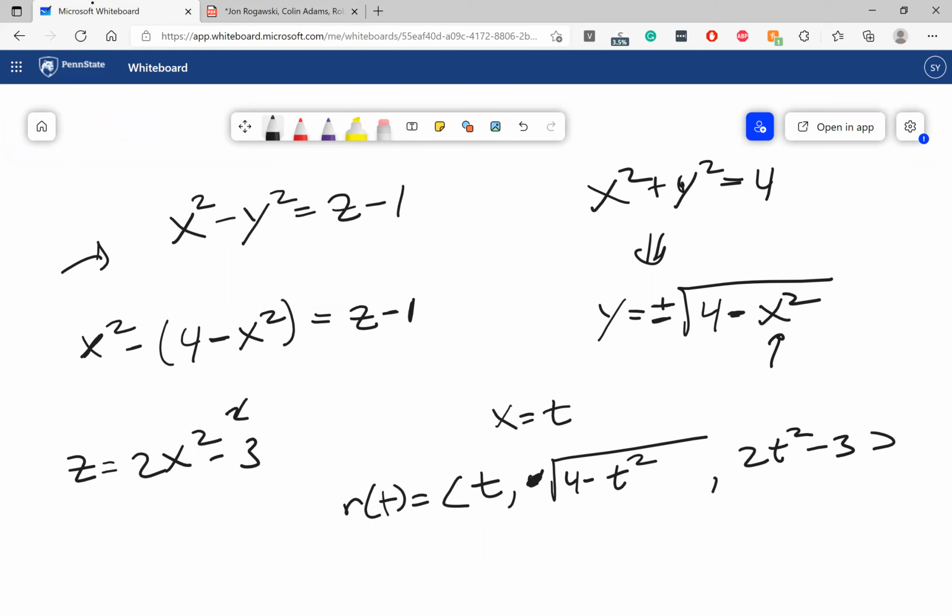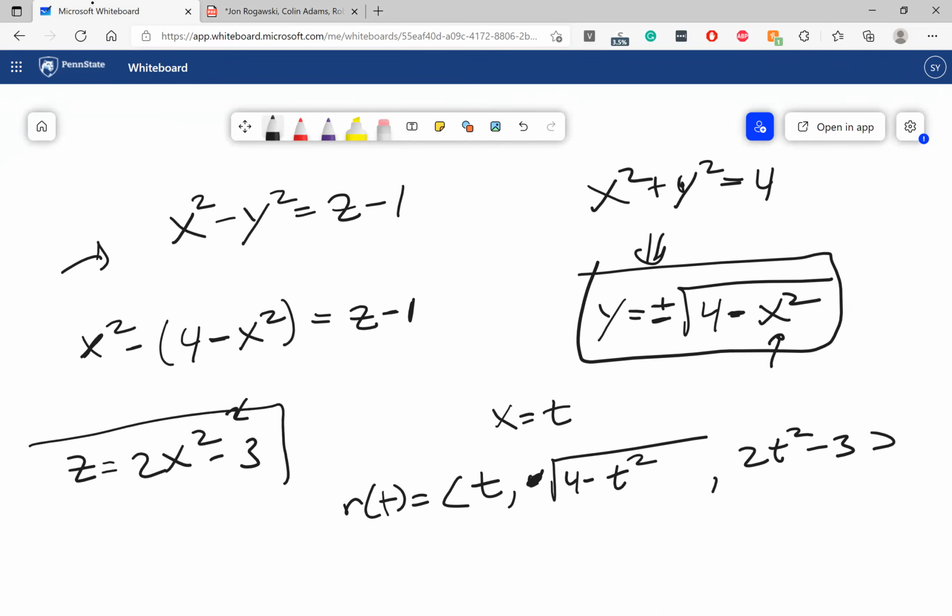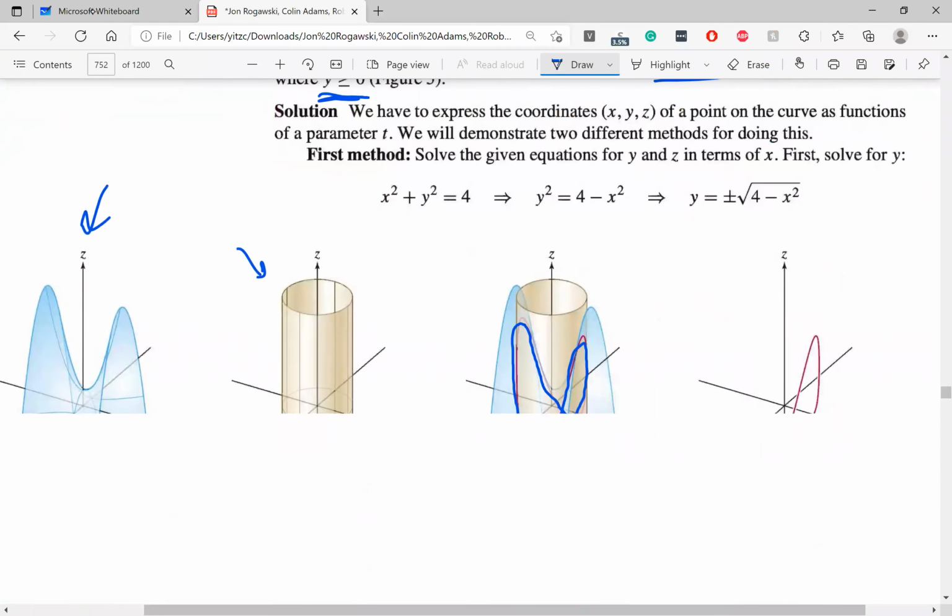So it's actually fairly straightforward what you end up doing, right? You just try to solve for one of your variables. So that's what we did here with the y. You then try to solve for a second one. As long as you can get y in terms of x and z in terms of x, you just take your x to be t. So for x, you put in t. In your y, you put in t over here. And in your z, you put in t over here. Yeah? Any questions? Okay.